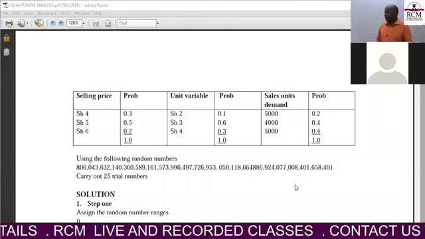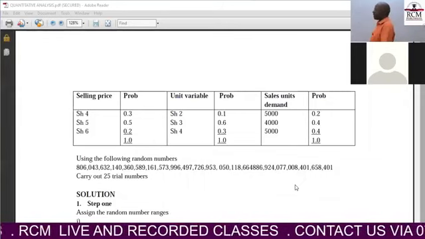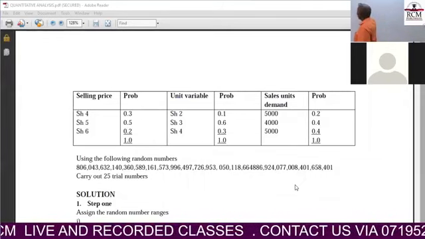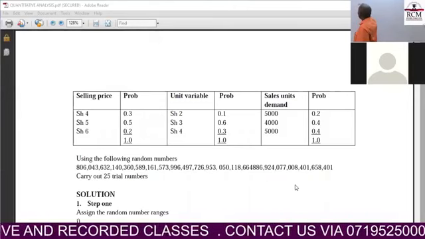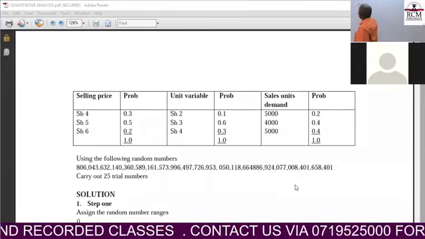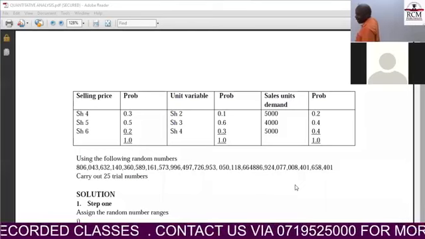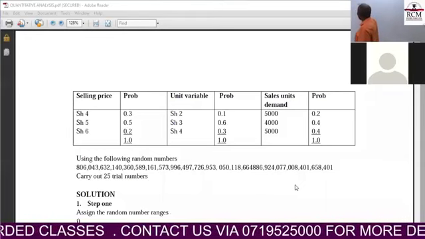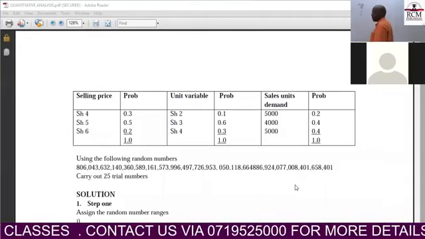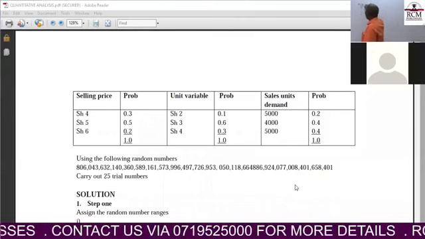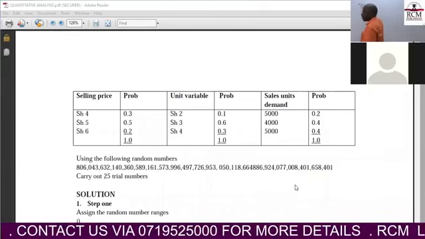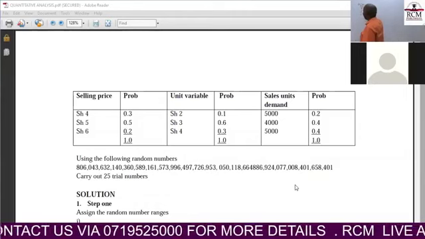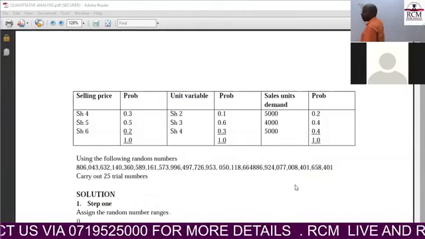So the first thing we shall do is to identify probabilistic variables. There are 3 of them. We have the selling price. The selling price there is 4, 5, 6. That is the selling price. Then we have the probabilities. We have 0.3, 0.5. Then we have 0.2.